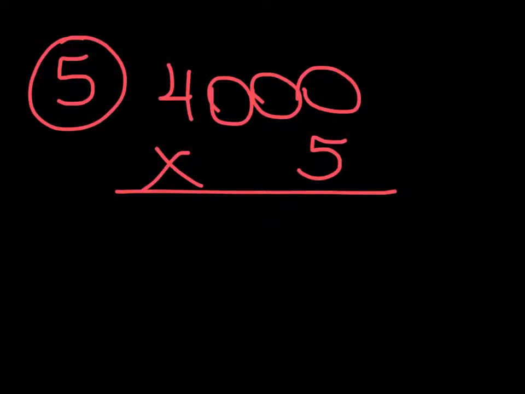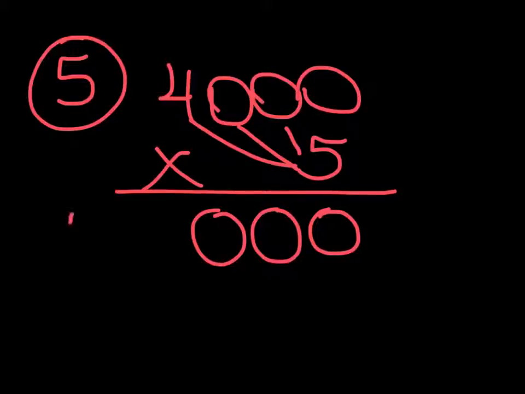Number 5, you have 4,000 times 5. 5 times 0 is 0, 5 times 0 is 0, 5 times 0 is 0, and 5 times 4 is 20.